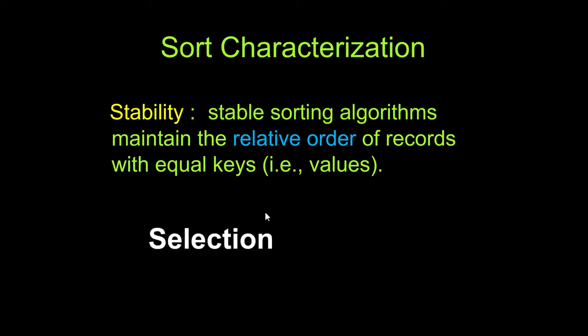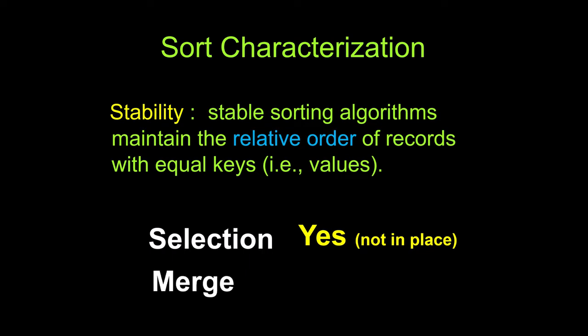Our selection sort implementation is stable, but if we want to also have an in-place selection sort, then it is likely to be not stable. Our merge sort in the video is not in place. We keep an extra list for the result, and it is easy to enforce stability.